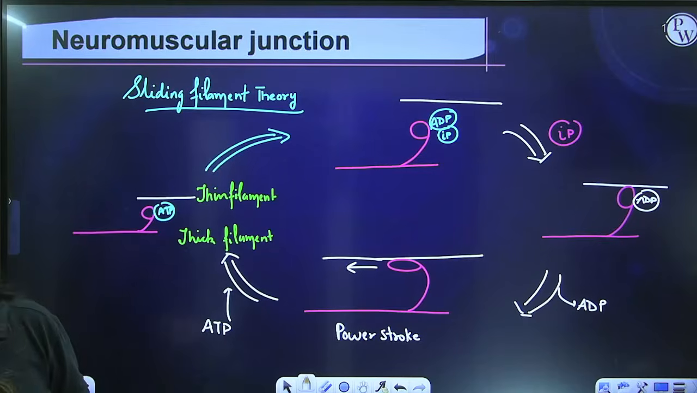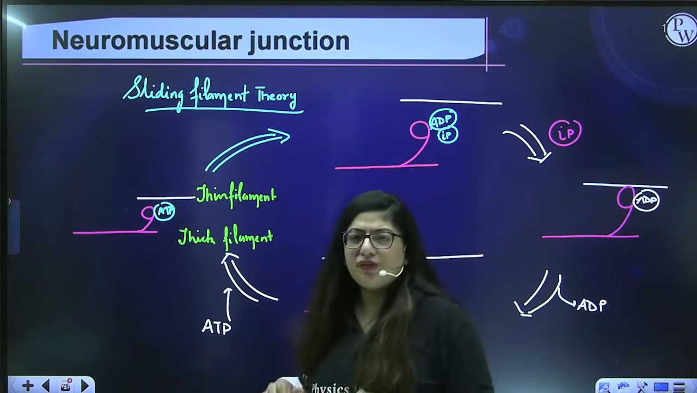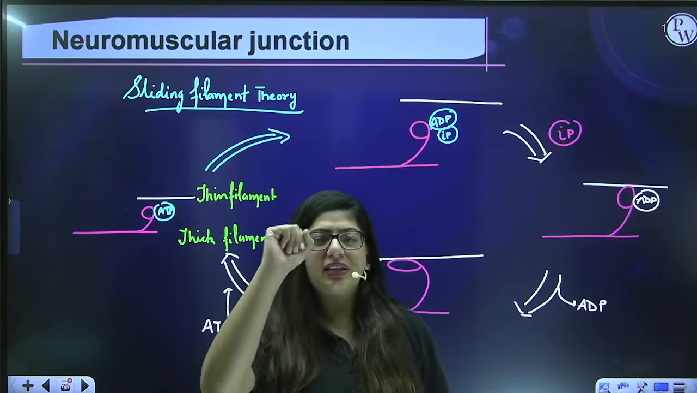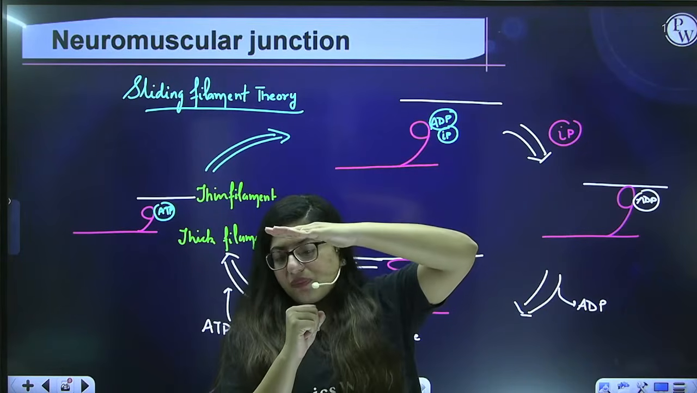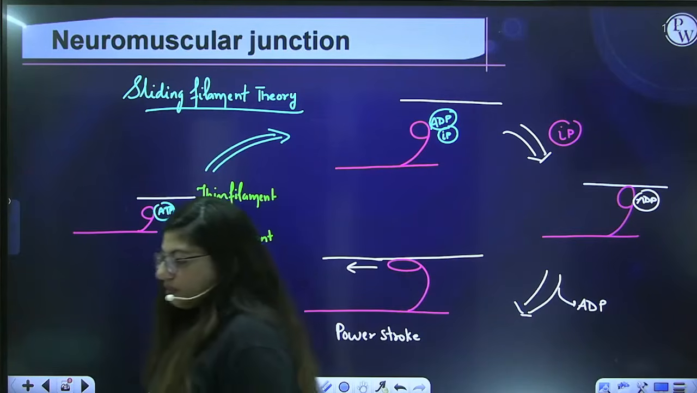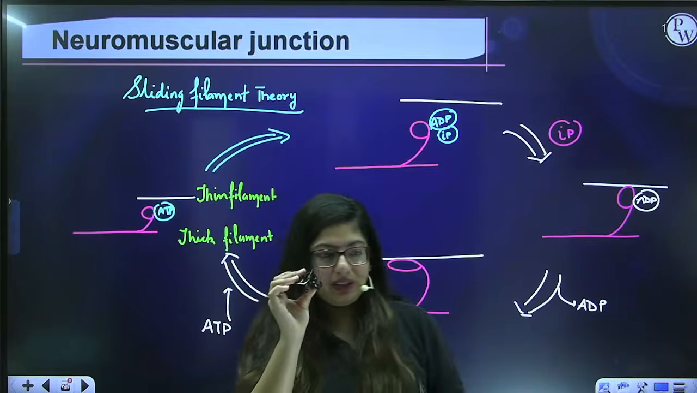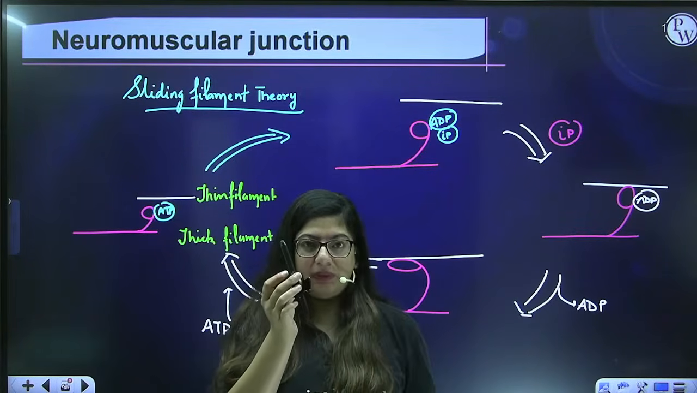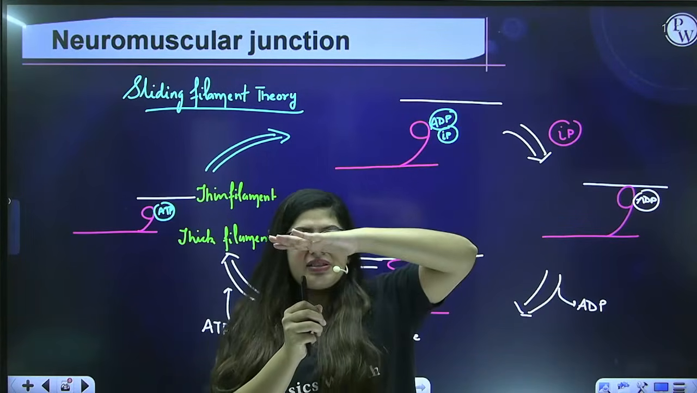Okay, let me make it very clear for you. I know in one go it's very difficult for you to understand. So for example, this is the myosin, this is the thin filament. Right now ATP has been attached. For example, this is ADP, this is IP, and together they are forming ATP. This head is attached to ATP, and this is the thin filament.